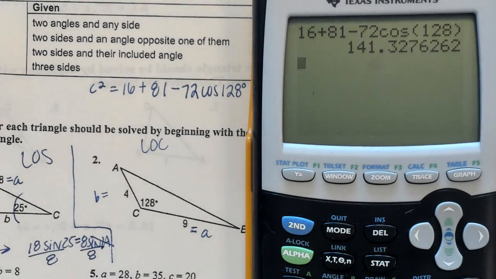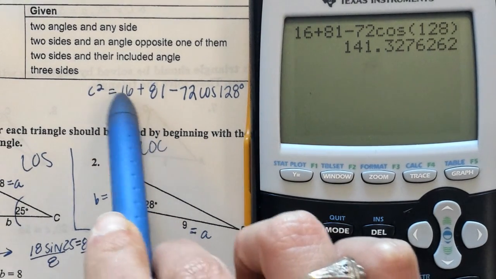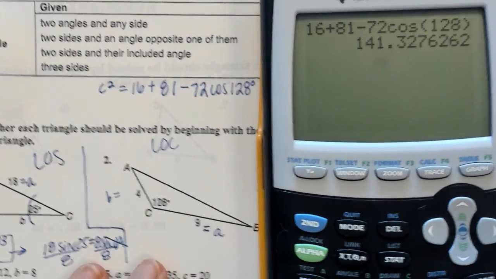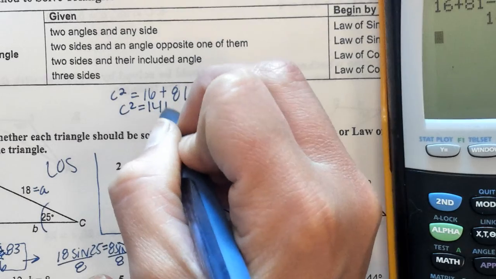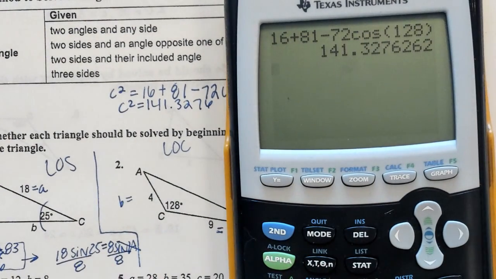So if you didn't have this calculator, you would have to add these first and then type in whatever this is minus 72 cosine 128. Everybody get this? Okay, but that is what we just found. C squared, so we have to do what with that? Good. I'm going to show you the easiest way to do that in the calculator.